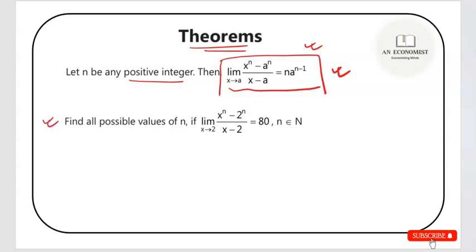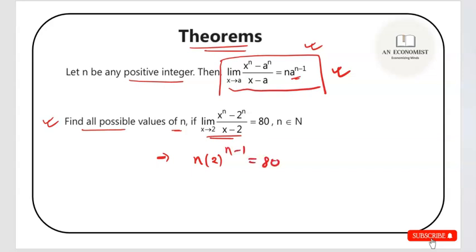Let's see an example of how to apply this in our problem. Find all the possible values of n if this is equal to 80, where n belongs to natural numbers. So from this formula, what you can write about this, you can write n into, here n is as it is, a to the power n minus 1. What is a? A is 2 here, right? To the power n minus 1 is 80.